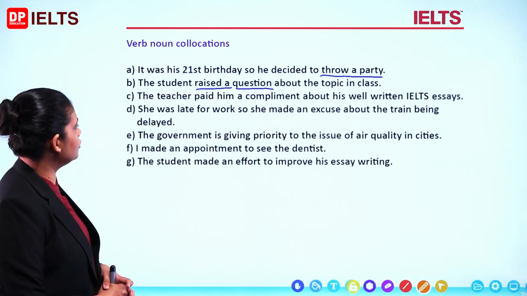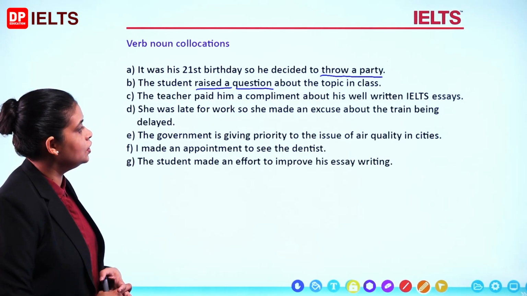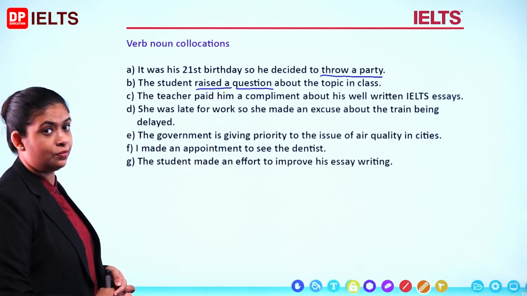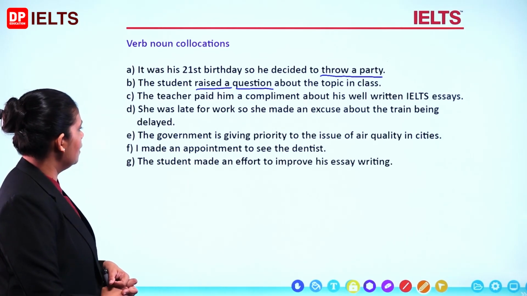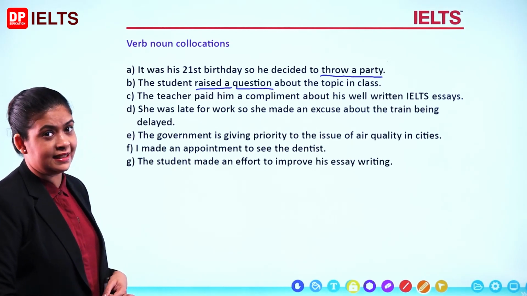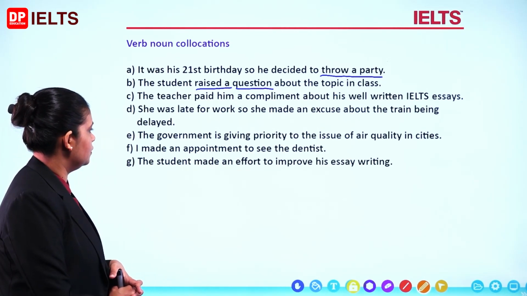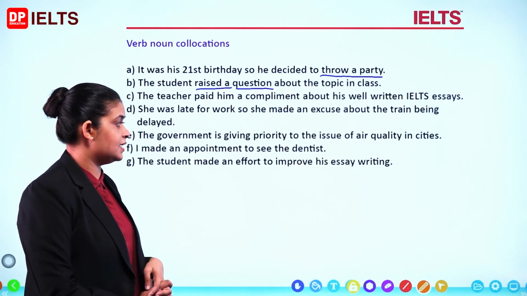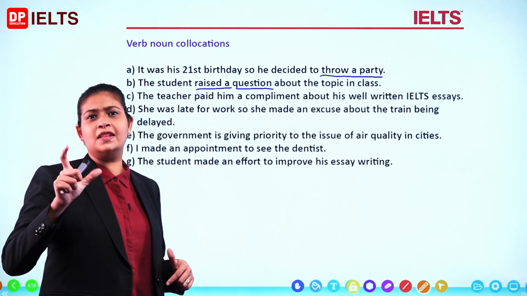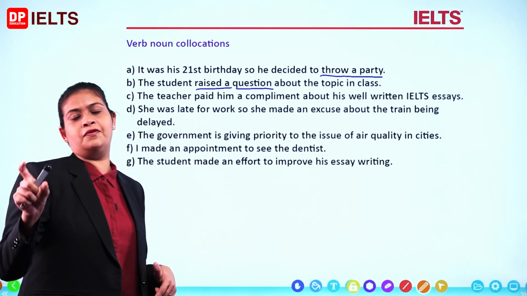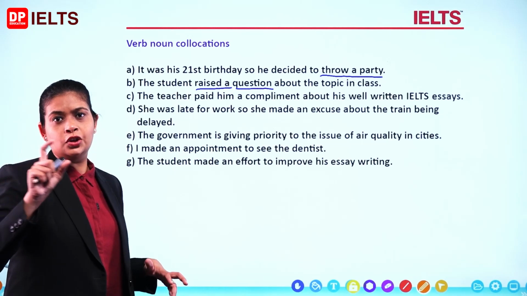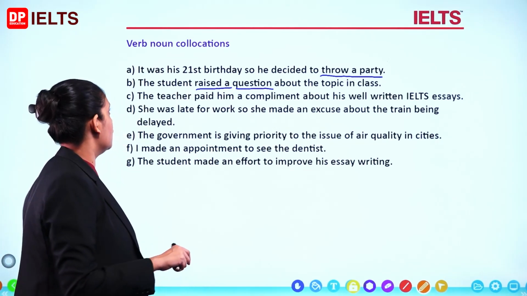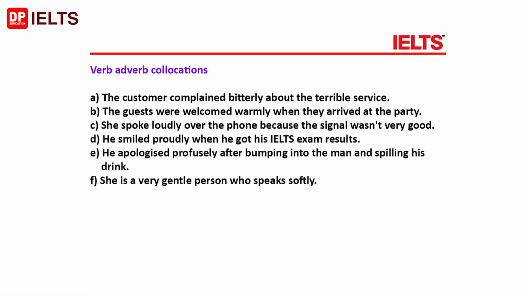right? The government is giving priority to the issue of air quality in cities. Giving priority. I made an appointment to see the dentist. Made an appointment. The student made an effort to improve his essay writing. Made an effort. So you can see that usually you don't say give an effort, you say made an effort. You would come across these kinds of words put together, and those are called collocations.